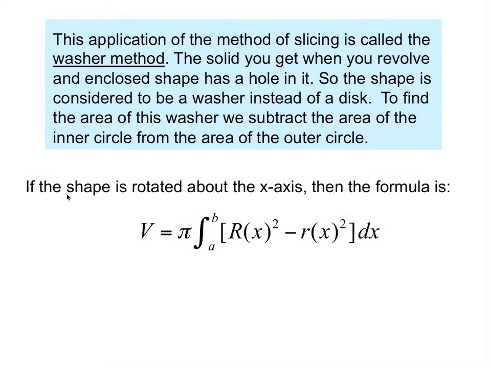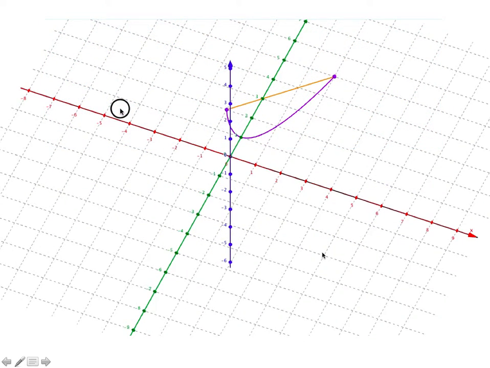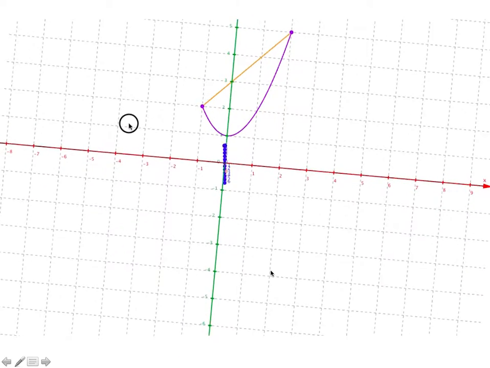So in the situation where we have an enclosed shaded region that we're revolving about a line, and that region doesn't touch the line, then we develop a hole through the middle of the solid. And so if that's the case, then as we're rotating about the x-axis, we have this outer radius squared minus this inner radius squared.